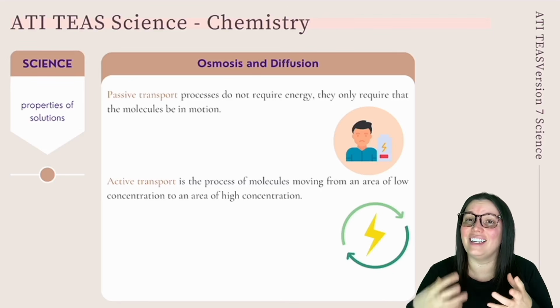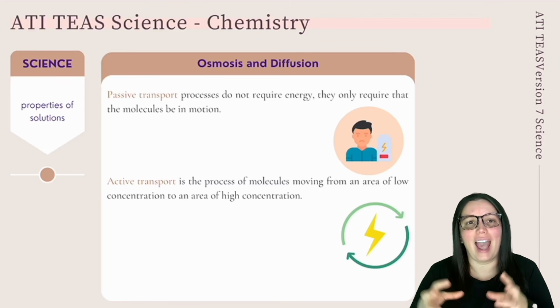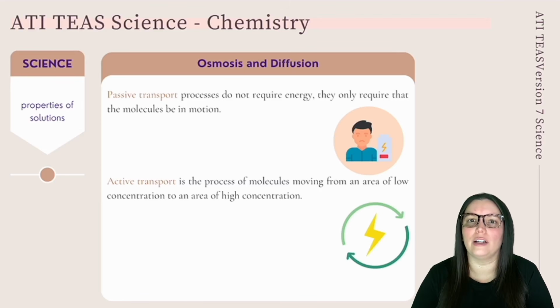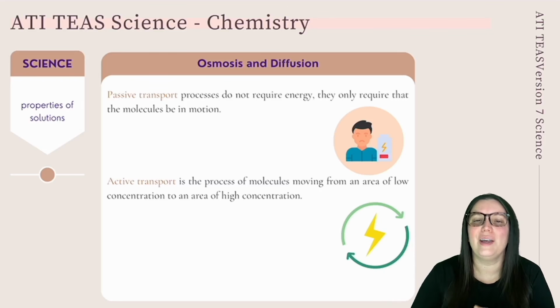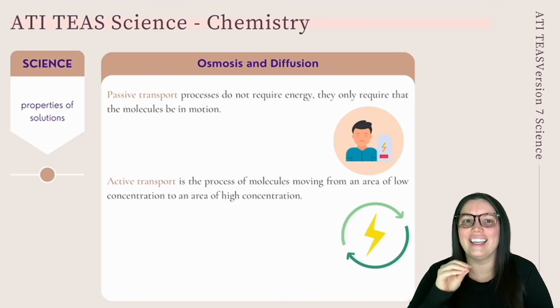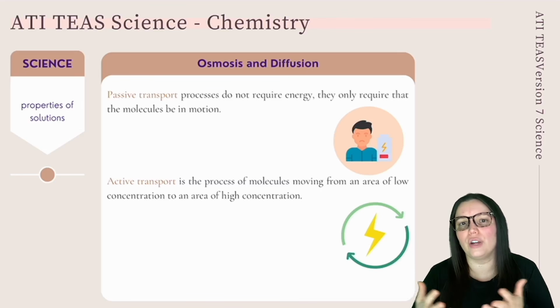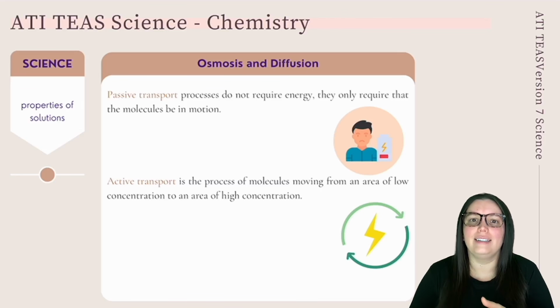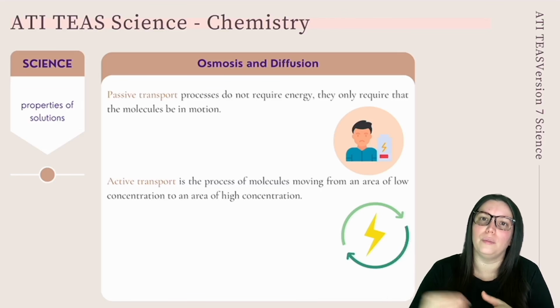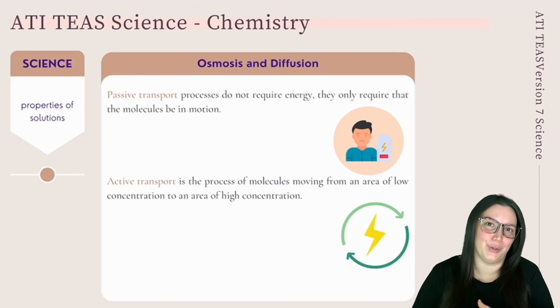However, some things need a little bit more energy. They need to be more actively moved. Active transport is a process of molecules moving from an area of low concentration to a high concentration, but they are going to require energy because molecules are moving against a concentration gradient. An example of active transport is when a cell takes in glucose from the blood. That's going to require energy to make that particular molecule move.